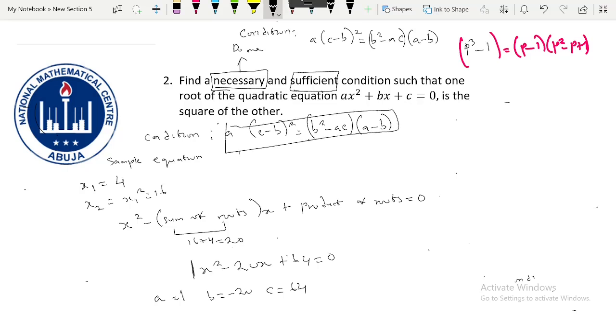So let's plug in a equals 1. Our c is 64. So 64 minus 20 squared. Our b squared is minus 20 squared, which is 400, minus a times c, that is 1 times 64, which is 64, into a minus b. 1 minus minus 20 is 21. So this is 1 into (64 minus 20) which is 44 squared.